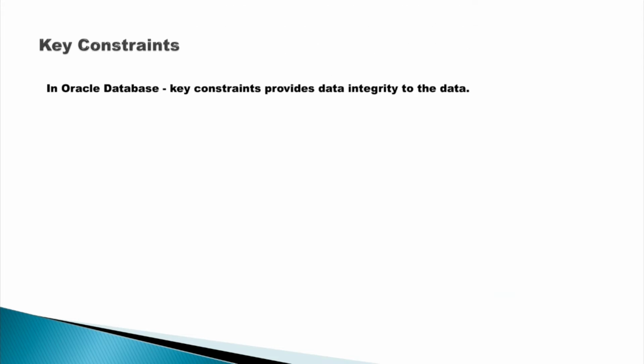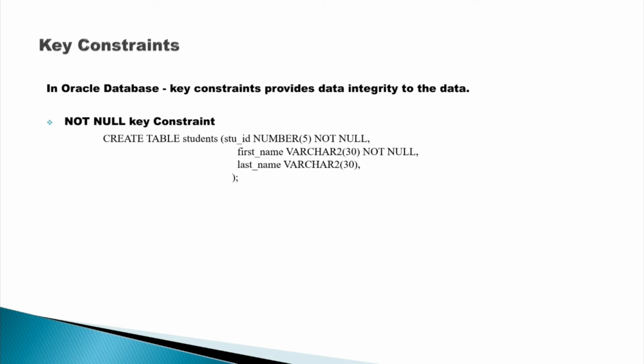Next question is, what do you understand by key constraints and what different types of key constraints are we using in the Oracle database? So there are various types of key constraints we are using in the database. Key constraints basically provide data integrity to the data. First one is the not null key constraint. If for any column we need not null values, then we just define that particular column as not null.